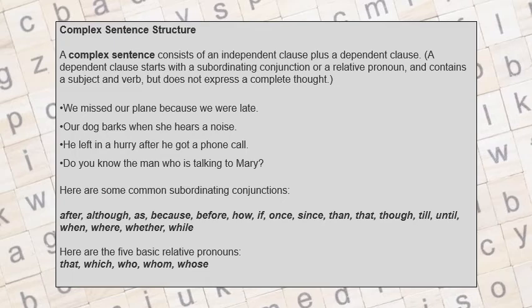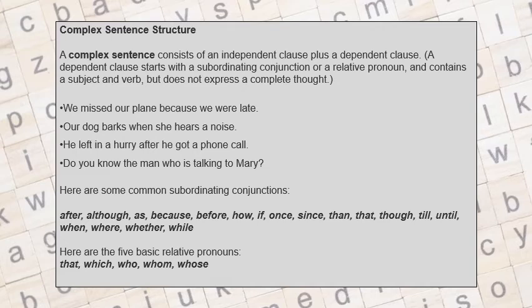Okay. He left in a hurry after he got a phone call. Why did he leave? We'll get the answer only if this independent clause is answered after he got a phone call. That is the dependent clause, subordinate clause or dependent clause. He left in a hurry is the main clause or independent clause, and after he got a phone call is the dependent clause. It depends on the main clause for its complete meaning.